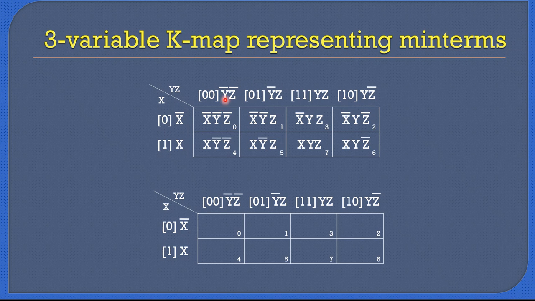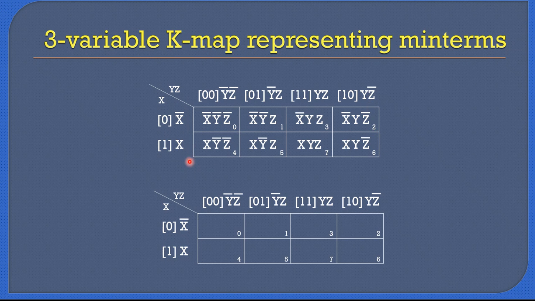So 0 0 will be nothing but y'z', 0 1 is y'z, 1 1 is yz, and 1 0 is yz'. When you combine this, you will get x'y'z. The whole first row will be x', so you have to write x'y'z', x'yz, and x'yz'.